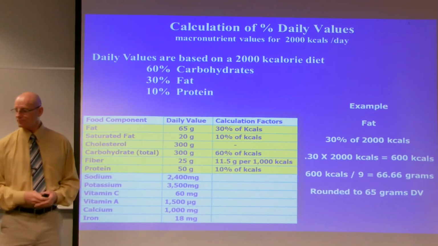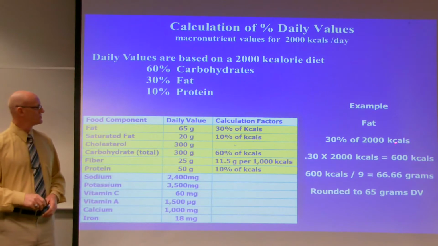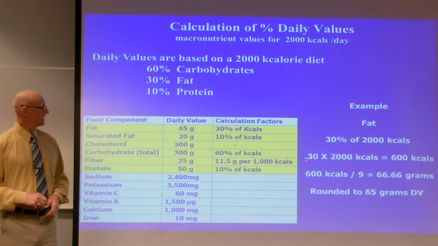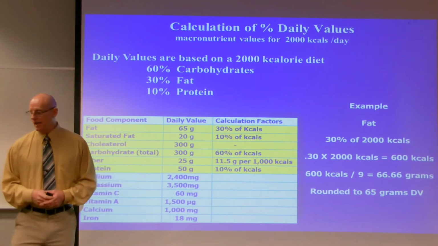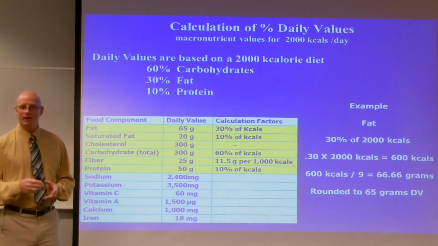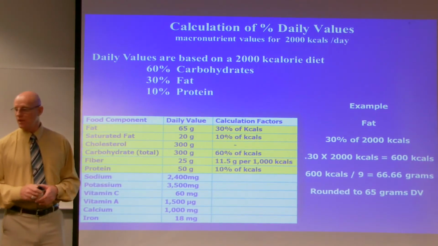So let's do that. Here's an example. 30% of 2,000 kilocalories, simply you turn the percent into a decimal and multiply that. You'll come up with 600 kilocalories. And then since this is fat, we divide it by 9. It comes up to 66.66. And they round this to 65 grams for your percent daily value of fat.